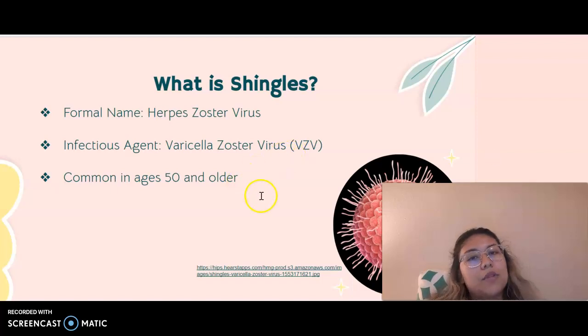A lot of the times we see this reactivation in ages 50 and up, and that's just because a lot of the time as you get older, your immune system is more weakened. So that's why there's a lot less cases of individuals with shingles who are younger than 50.